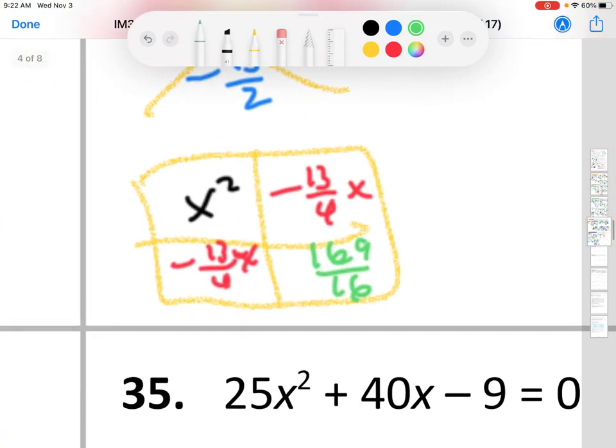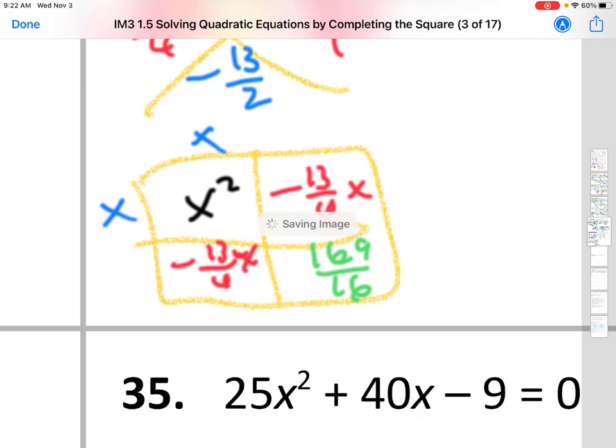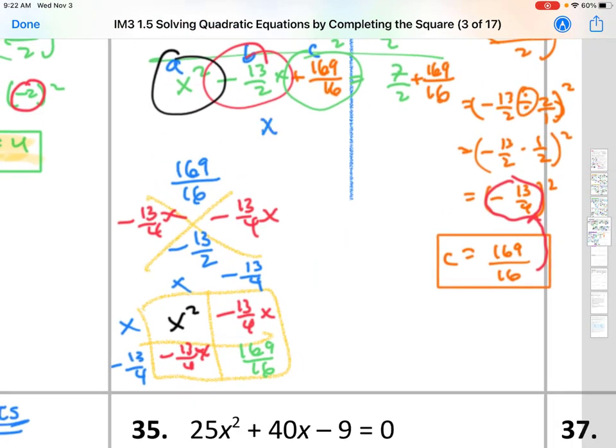Let me try to tell you this in a different way. What two identical expressions multiply to be x squared? That would be x and x. What multiplies to be negative 13 over 4x? Well, I have an x, and this has to be negative 13 over 4. x times something equals negative 13 over 4x, negative 13 over 4. And negative 13 over 4 times negative 13 over 4 equals 169 over 16. So now I have x minus 13 over 4.